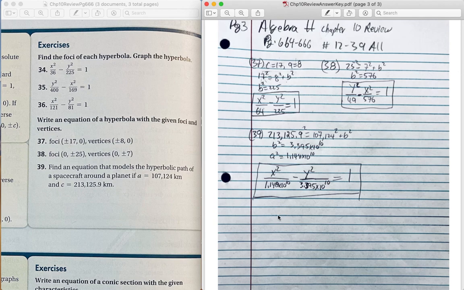All right, and the square of 107,124 is 1.148 times 10 to the 10th power. So my equation is going to be x squared first, because it's horizontal: x squared over 1.148 times 10 to the 10 minus y squared over 3.395 times 10 to the 10.